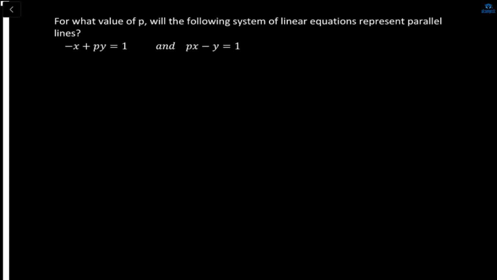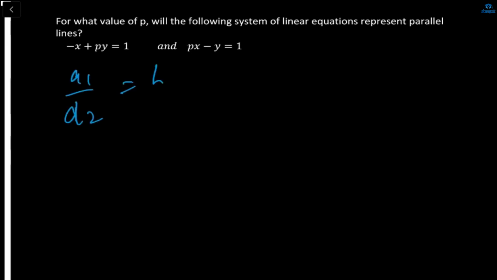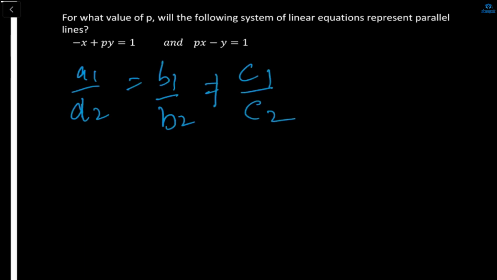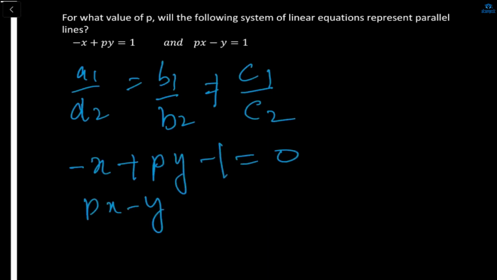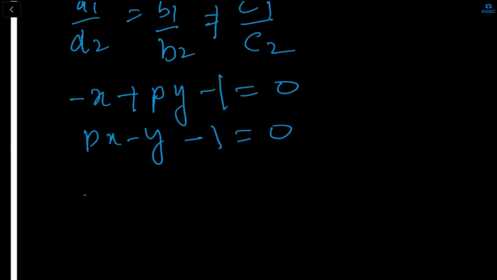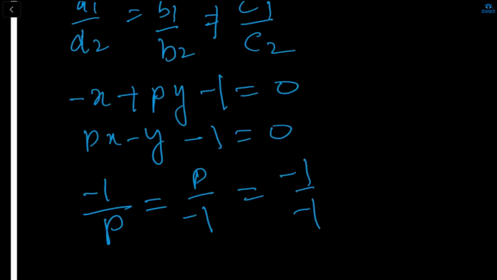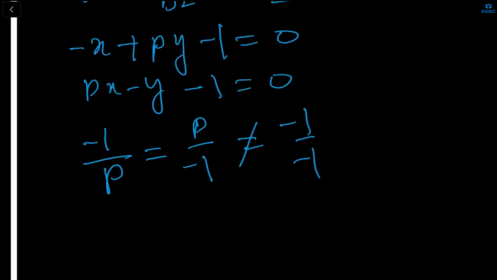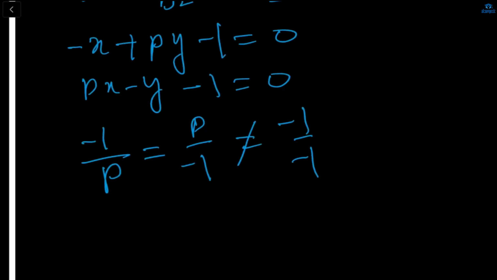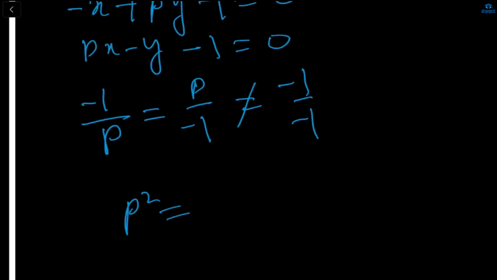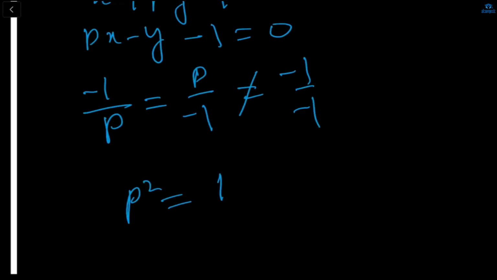and then you can message me in the same Google Meet. I'll write the condition here. Okay. So first make the equation as x plus y minus 1 is equal to 0 and px minus y minus 1 is equal to 0. So a1 by a2 is minus 1 by p is equal to p by minus 1. If we will compare, it will be p square is equal to 1. So p will be plus minus.